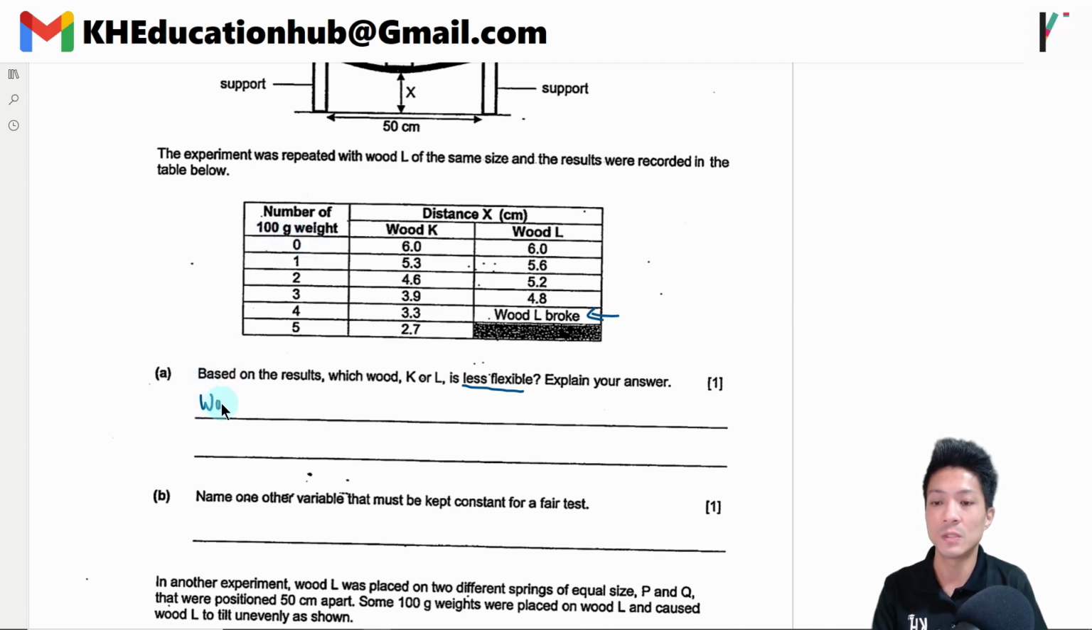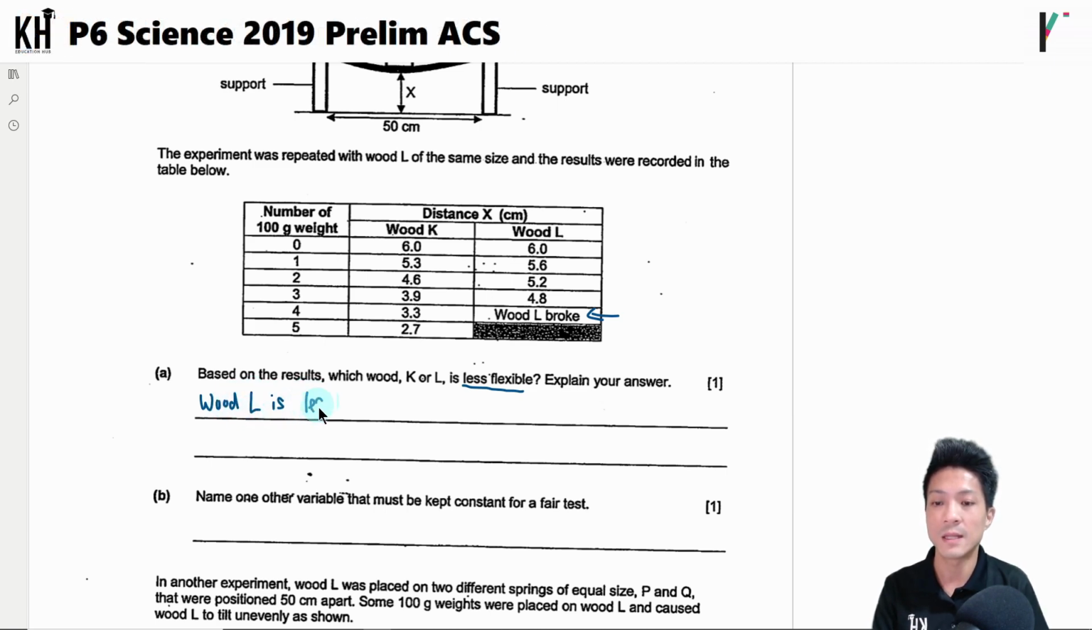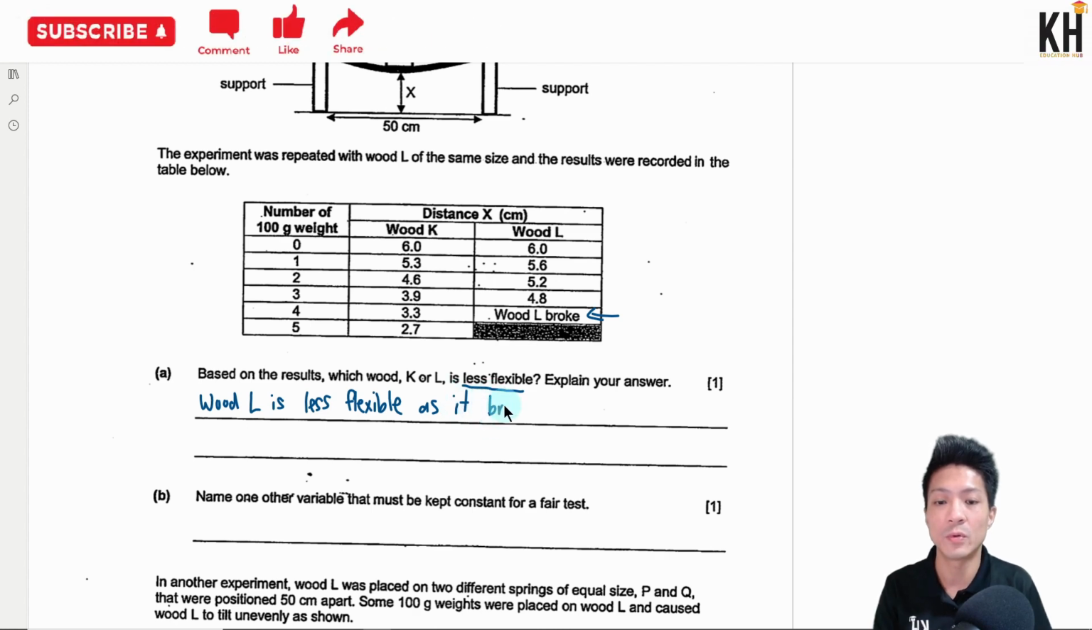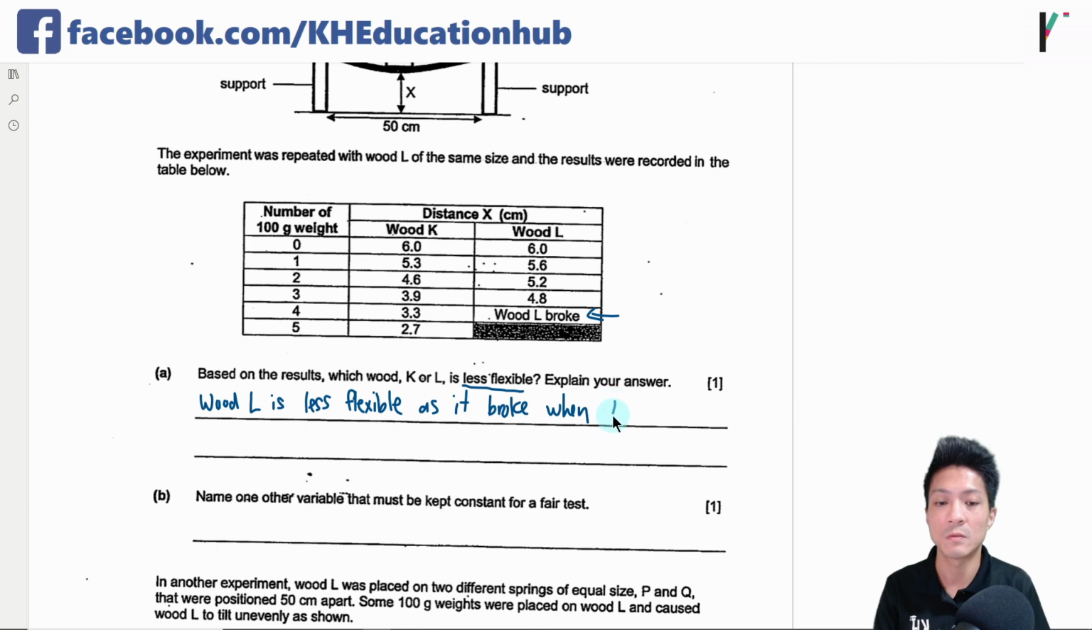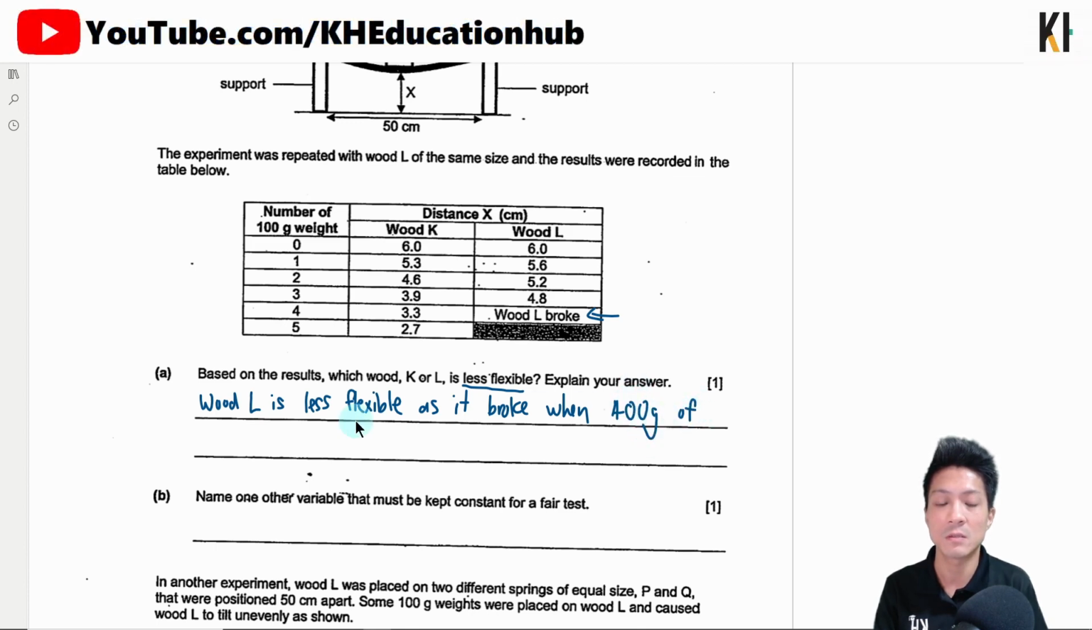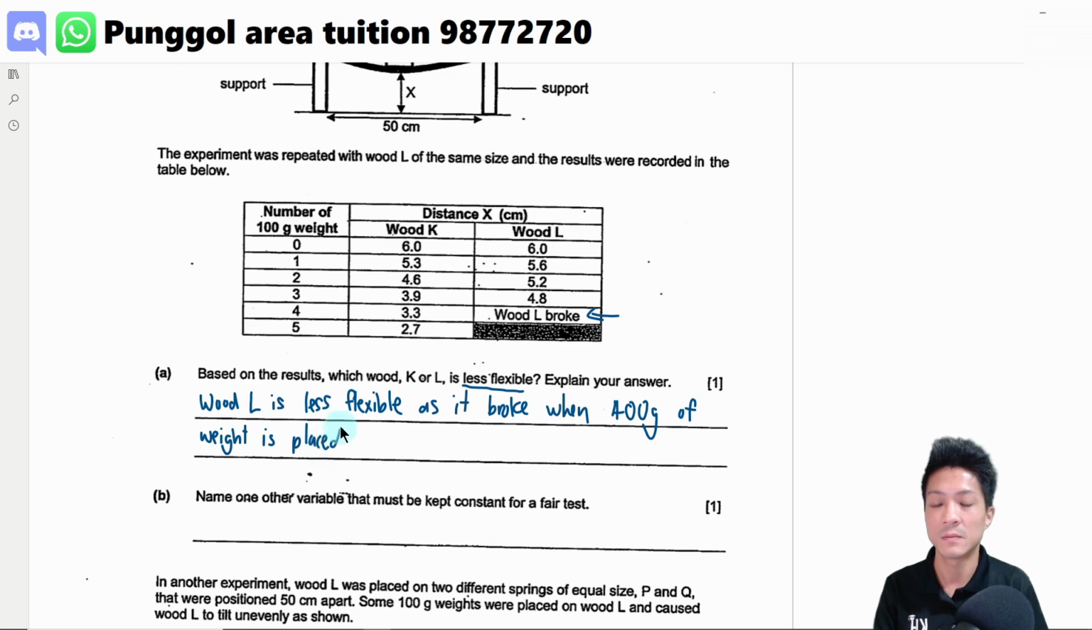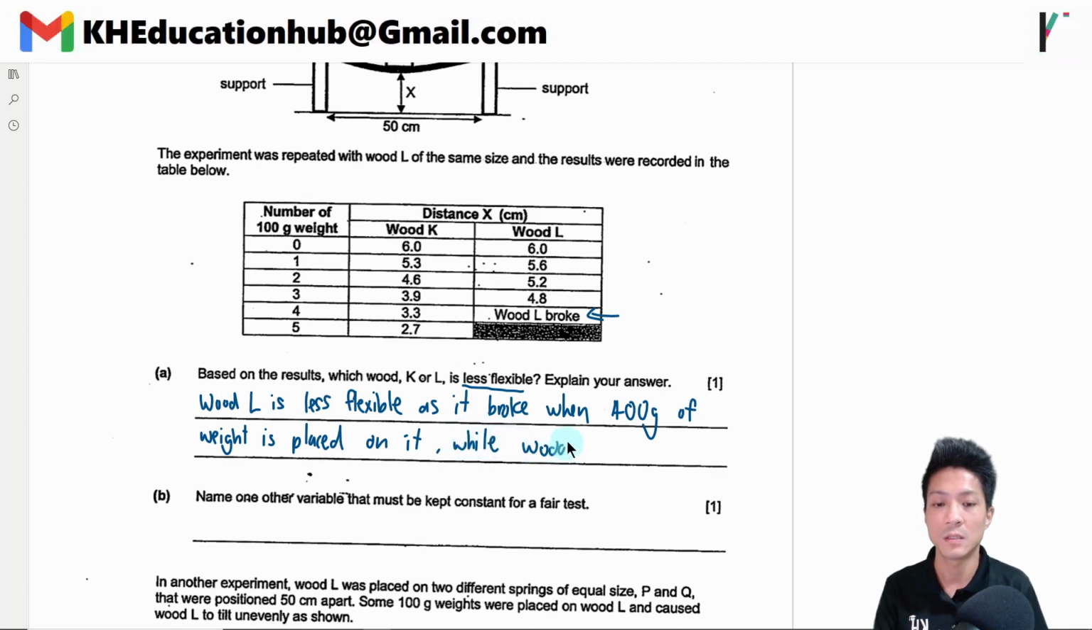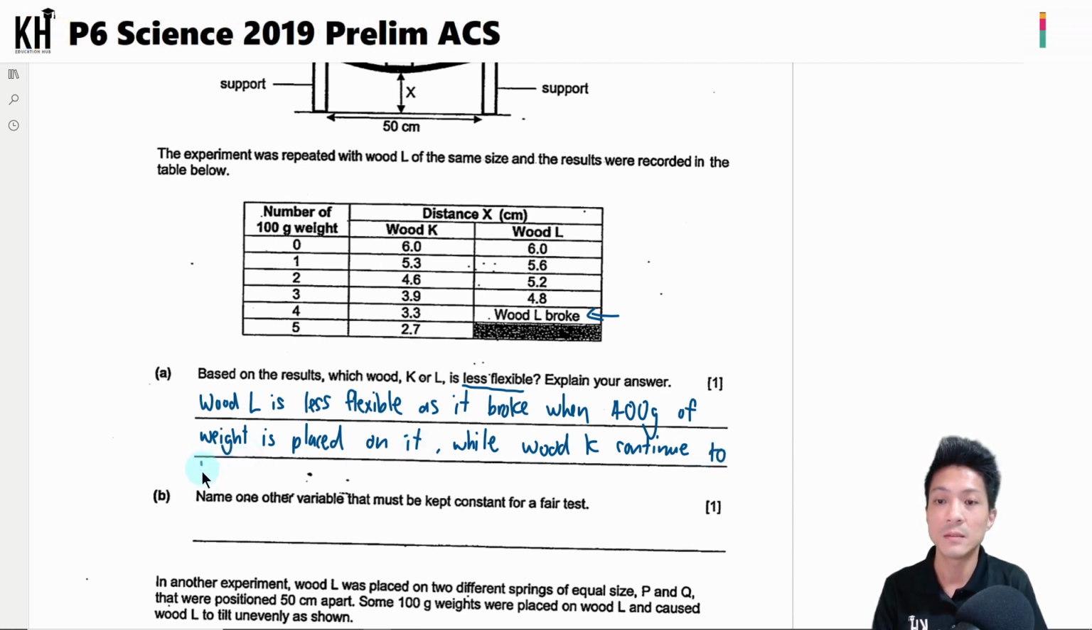Okay, so wood L is less flexible, as it broke when I'm gonna write 400 grams of weight is placed on it, while wood K continued to bend without breaking.